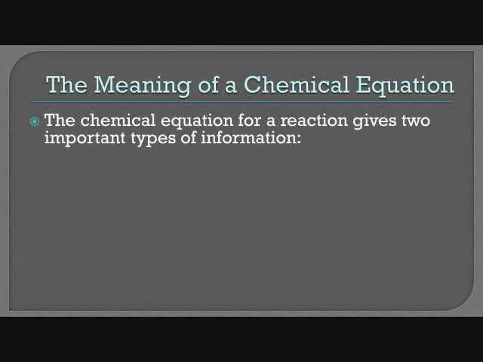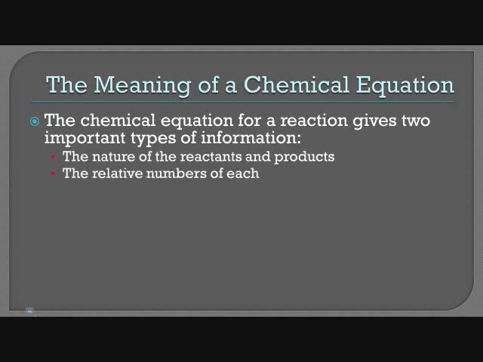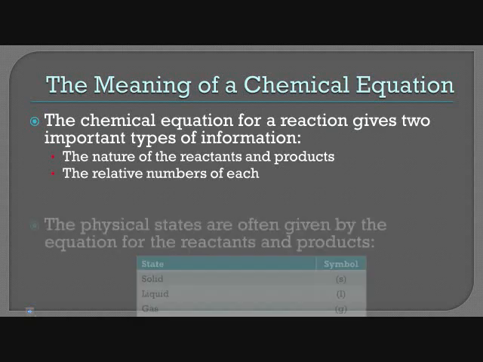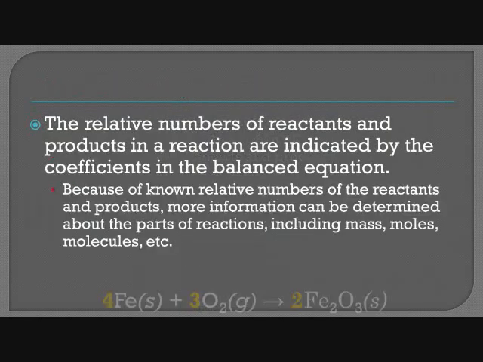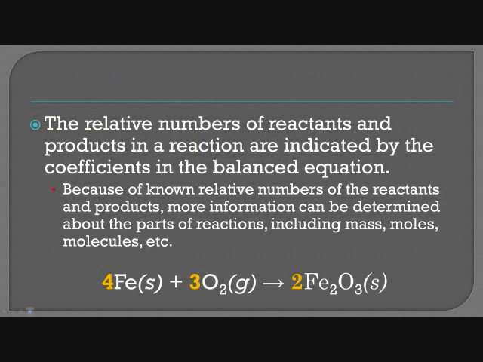The chemical equation for a reaction gives two very important types of information. It gives us the natures of the reactants and products and the relative numbers of each. So when I say nature, we're talking often about the physical states. So solid, liquid, gas, or aqueous. And then the relative numbers of each come from balancing. So we use coefficients in front of the numbers.